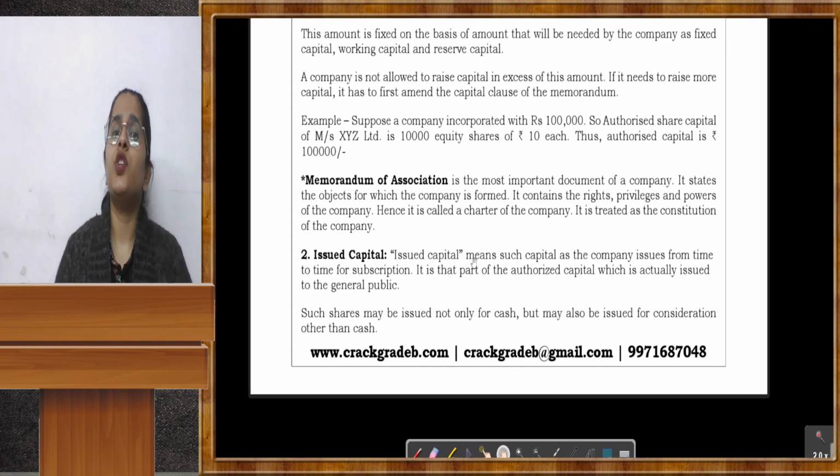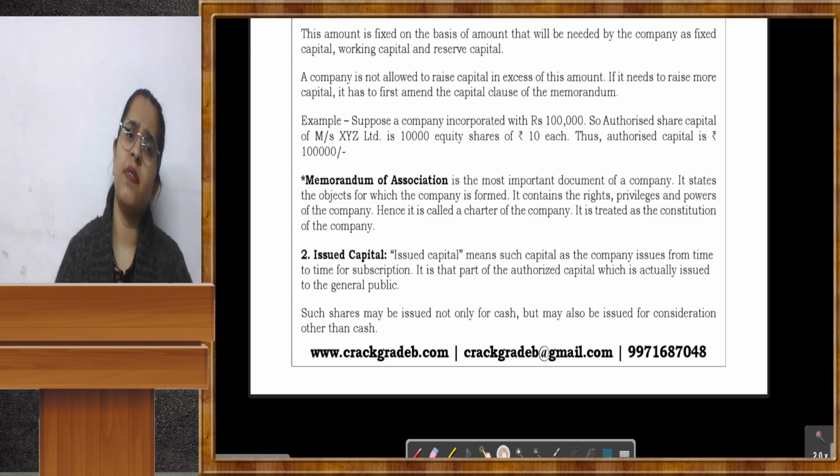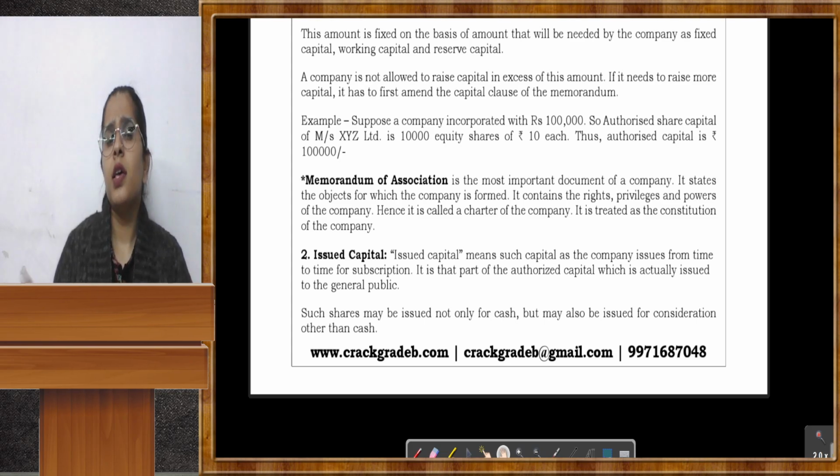So see, issued capital means such capital as the company issues from time to time for subscription. Now, see in this example, 10,000 was authorized capital. Out of it, the company can say, okay, I want to issue 7,000 shares. So that comes under issued capital. It is that part of authorized capital which is actually issued to the general public. Such shares may be issued not only for cash but also for consideration other than cash.